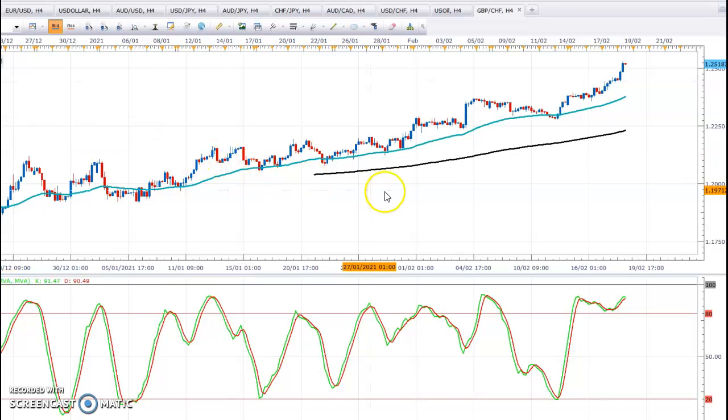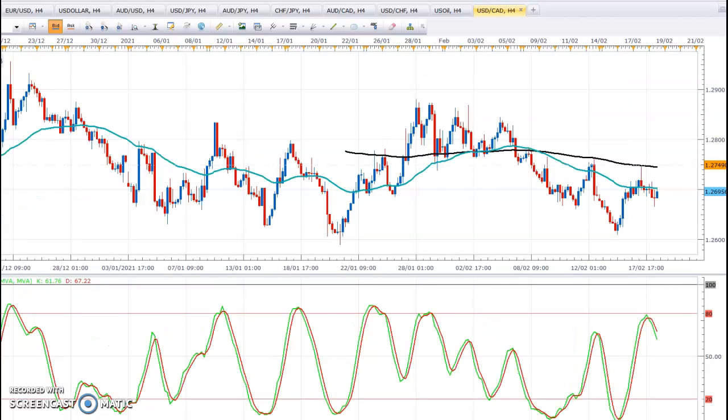Get rid of those. Now, the other thing that I mentioned in the beginning was how to reduce your risks by 50%. This is really, really important. You've got to think long term here. Let me go to the US Canadian as an example. So in this example, we can see that the blue line is below the black line. So this is a downtrend generally.